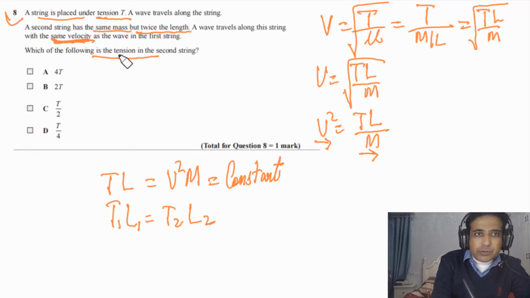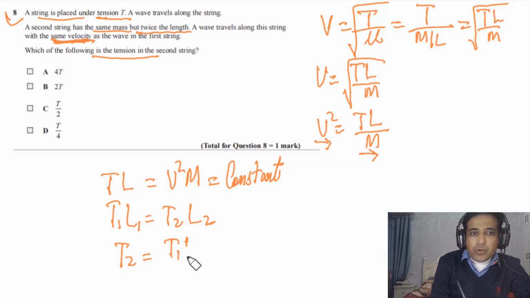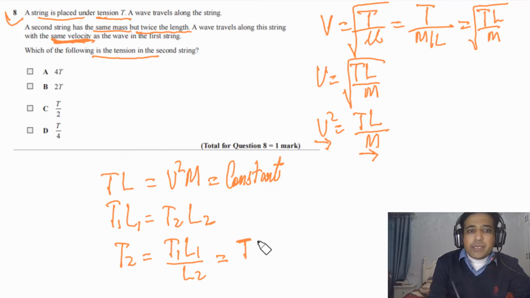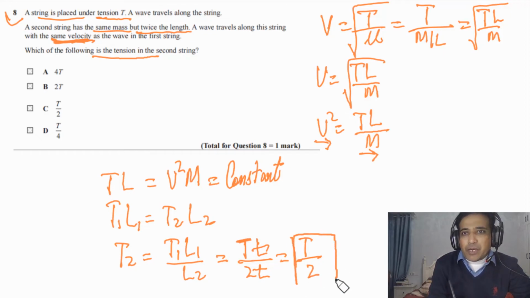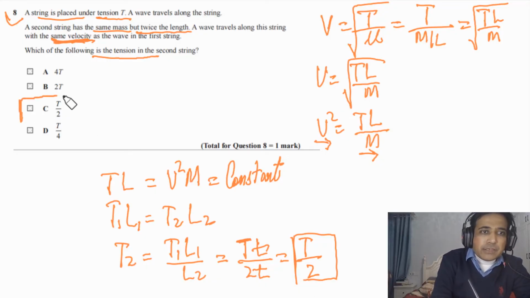So we need to find out the tension in the second string, T2. We can say this is equal to T1 L1 divided by L2. T1 is equal to capital T, L1 is equal to capital L, and L2 is 2 times L. So from here we can simply cancel this L with this one. So we get the new value of T, that is equal to T by 2. So the answer for this question is C.